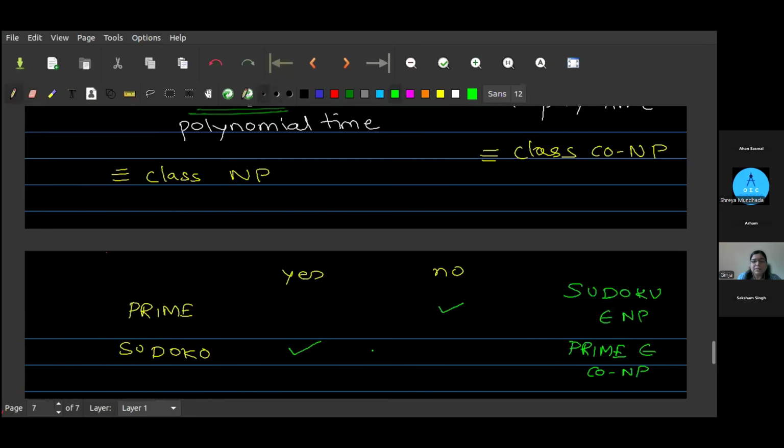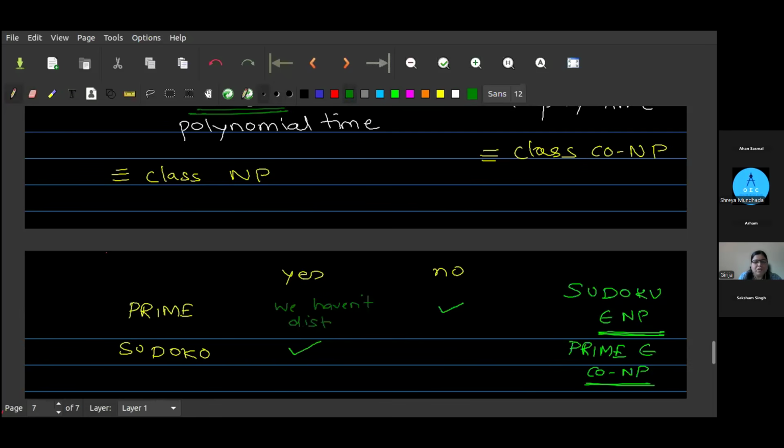But that doesn't say anything about this. If it is in NP, that immediately doesn't say whether Sudoku is in co-NP. What we said is that co-Sudoku was a different problem. Just having membership in NP doesn't say anything about membership in co-NP or the other way around. This we haven't discussed, okay? Instead of writing a question mark, I'll say we haven't discussed. For primes, it is true.